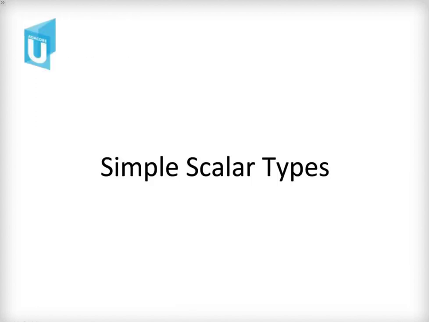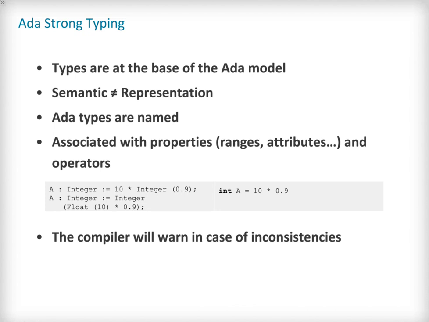Now that we are done with this initial discussion, let's talk about typing, and in particular the simple types in Ada. Ada is a strongly typed language. This is probably one of the main differences with languages such as C++ or Java. So there is a clear distinction between the semantics of a type, its meaning, its purpose, and its representation in memory. One of the most common examples is the notion of kilometers versus miles.